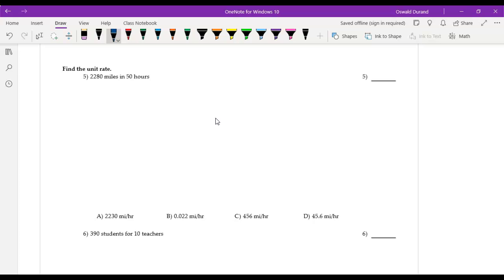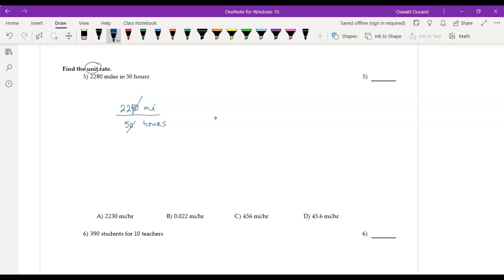So let's get started. So you have 2280 miles over, we put it in fraction because we want to simplify, 50 hours. All right, so this simplified. So you have the two zeros there. We can get rid of that, right? And usually when we talk about unit rate, we want it over one.